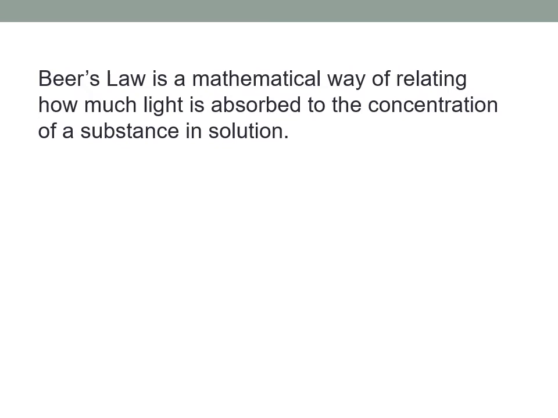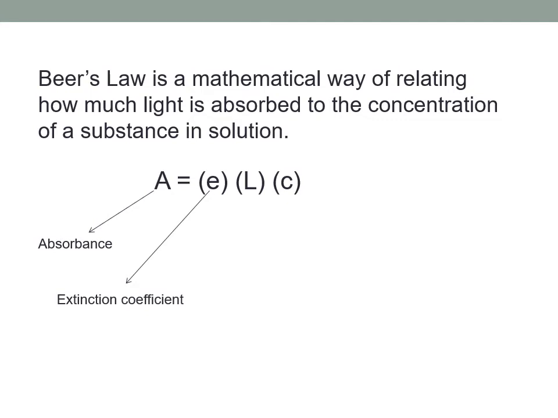So Beer and Lambert, Lambert often gets left out of this, but Beer and Lambert developed a mathematical way of relating how much light is absorbed at a specific wavelength to the concentration of the substance in solution. And when we look at that mathematical equation, it's absorbance equals the extinction coefficient, which we'll talk about in a moment, times the distance that the light travels through the substance. Now, for most spectrophotometers, for most machines, that light path has been built in as being 1 centimeter, and we'll see why that is handy later on.